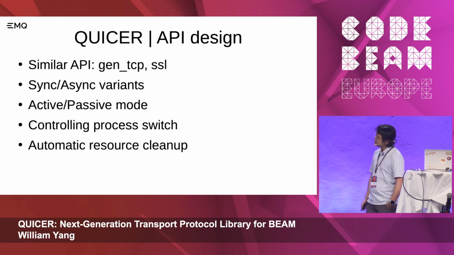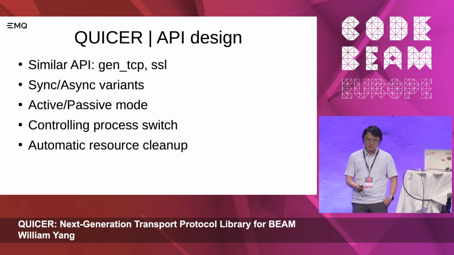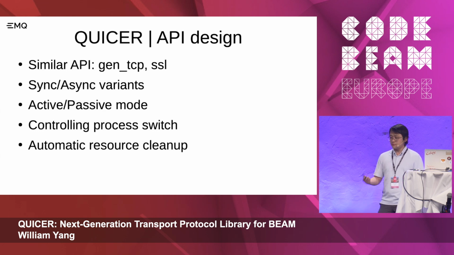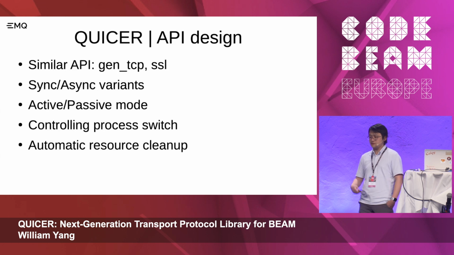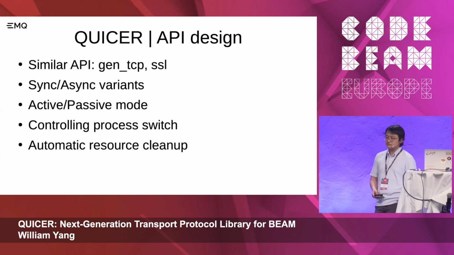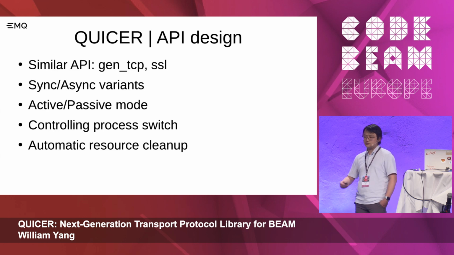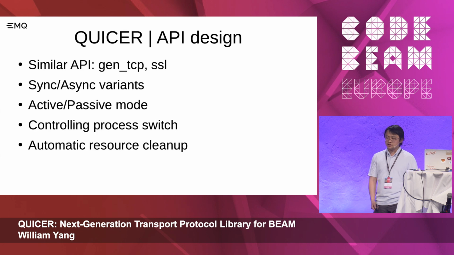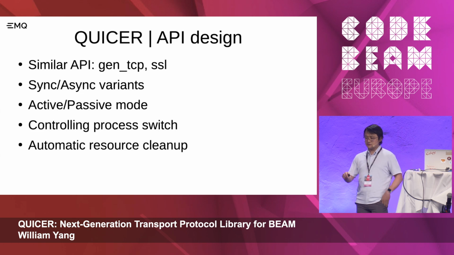There are some design decisions I can share. We are still rapidly changing the code, but some design decisions will stay. First, we want to provide a similar API and behavior to gen_server, gen_tcp, and SSL, so that you can easily migrate to use QUIC. It provides sync and async API variants, because the whole thing is built on top of an asynchronous core. I will show you later.